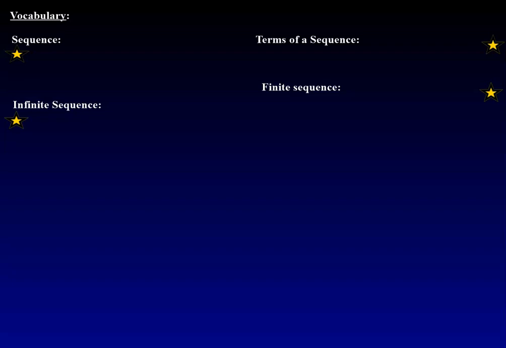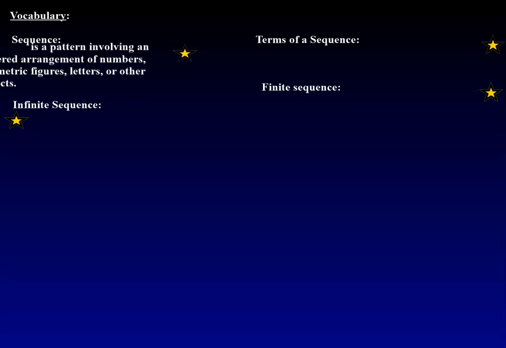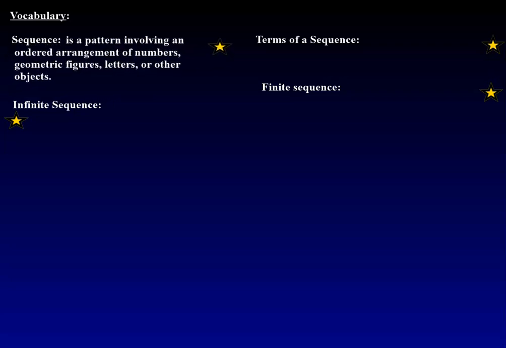First one is sequence. A sequence is a pattern involving an ordered arrangement of numbers, geometric figures, letters, or other objects. Again, you can always watch this part, and then once we get them all up, pause it and copy it down. Terms of a sequence: a term is an individual number, figure, or letter in the sequence.